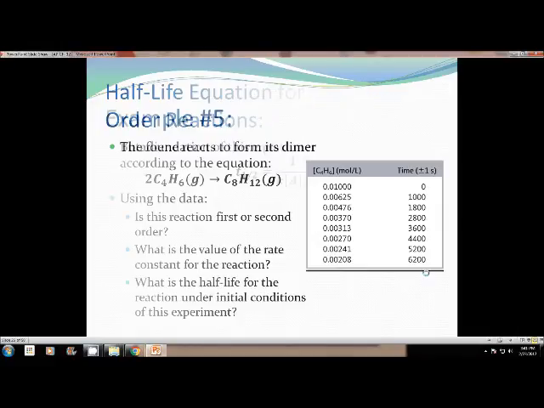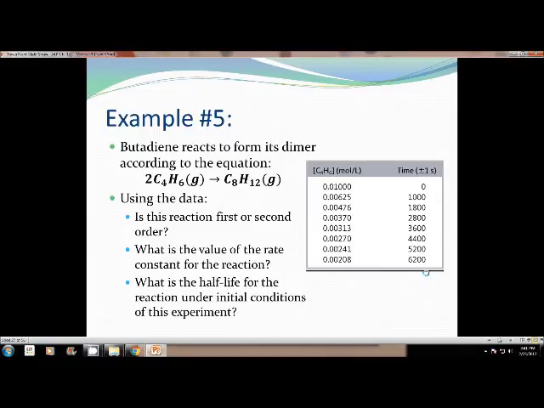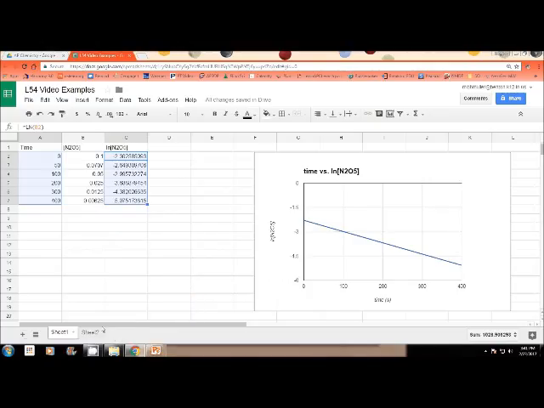So, for example 5, we have butadiene reacts to form its dimer according to the equation shown. Using this equation, is it first or second order? What's the value of the rate constant, and what's the half-life? Okay, using this information. So let's go back to our Google Sheets and figure it out.